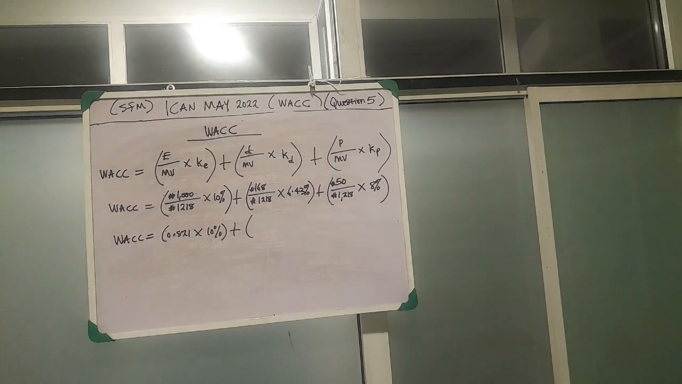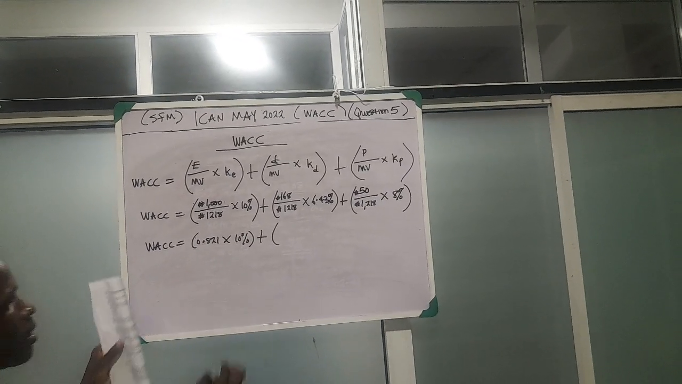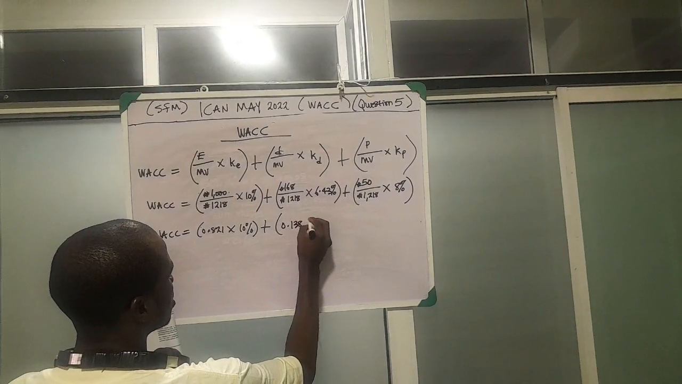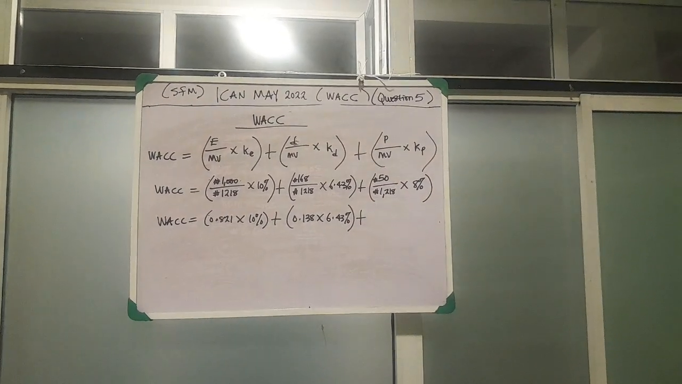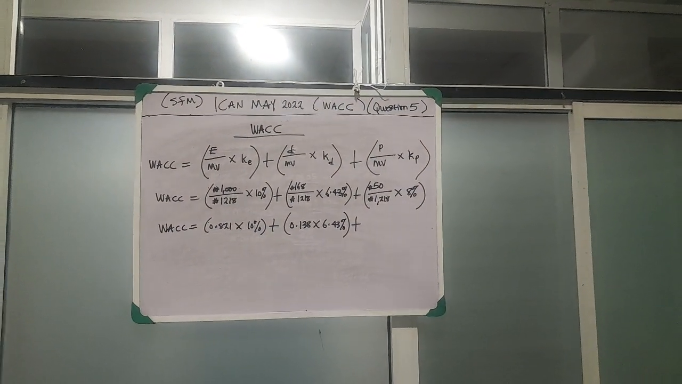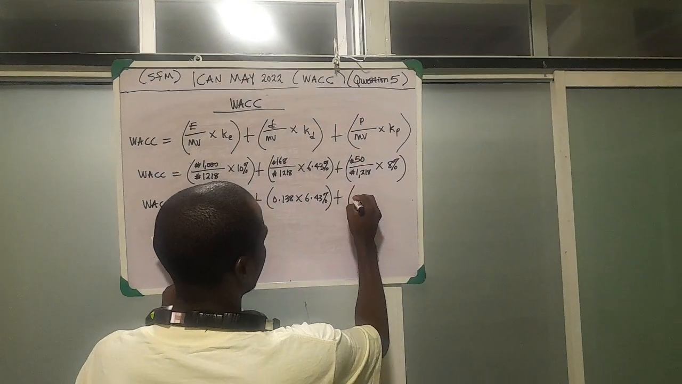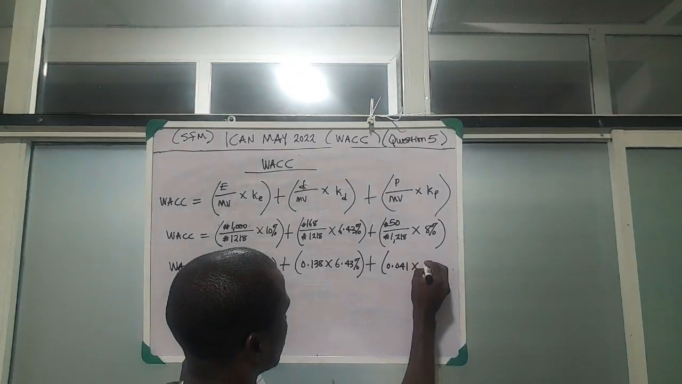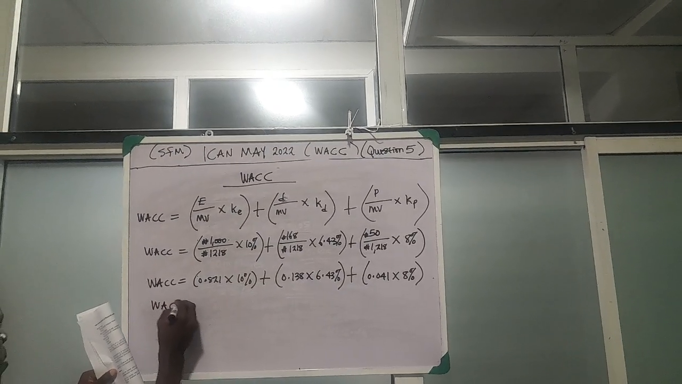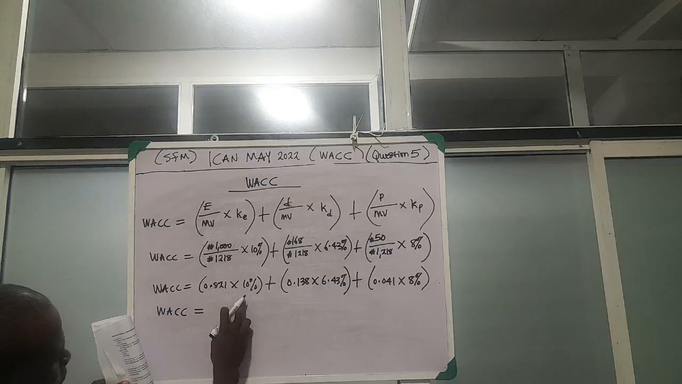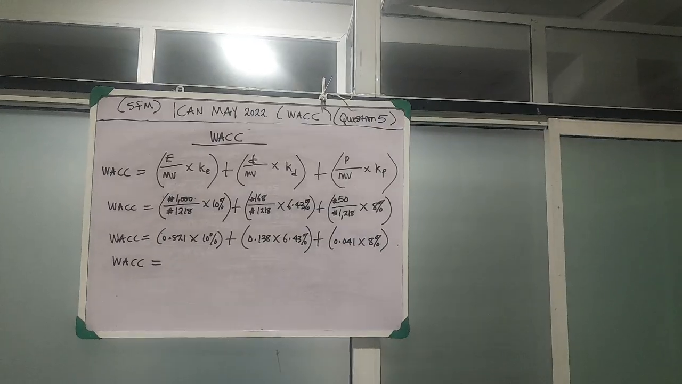Plus 168 divided by 1218, which will give us 0.138, times 6.43%, plus 50 divided by 1218, which is going to give us 0.041, times 8%. So the weighted average cost of capital is this times this, plus this times this, plus this times this. I'll just punch them all together in the calculator.